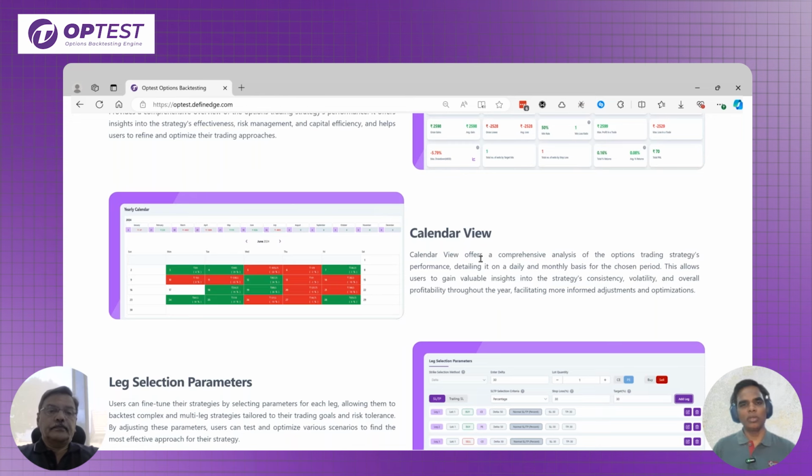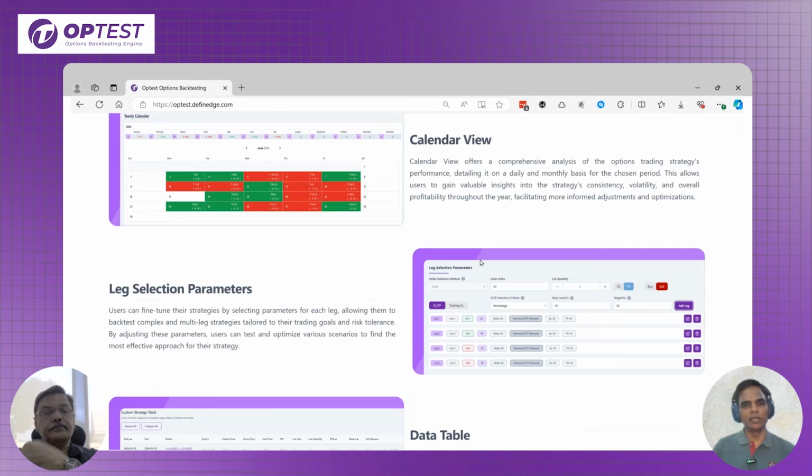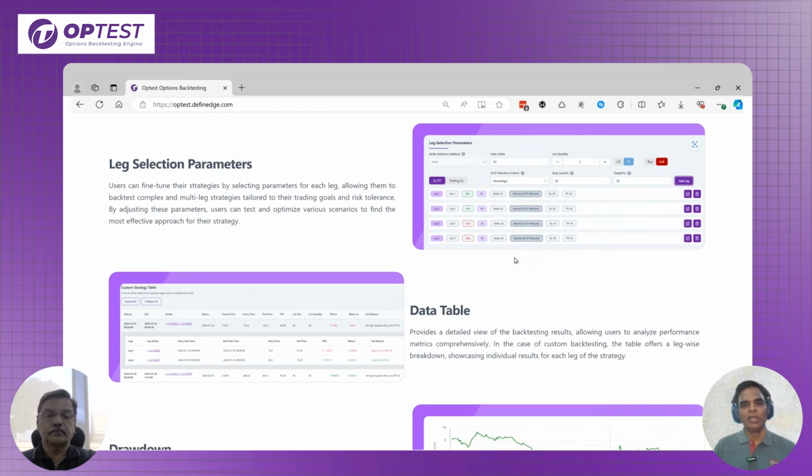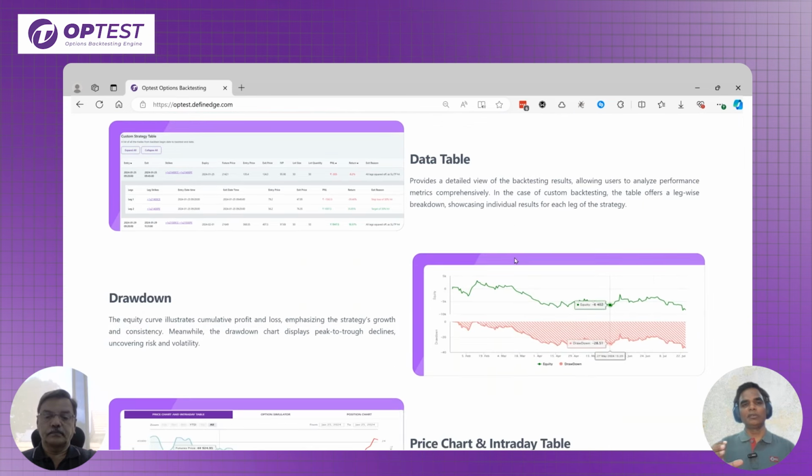Anyways, I'll show all those features. And then there are different leg selection parameters depending on your stop loss level, target price level, and whether you want to select a strike based on delta or points or percentage premium and so many other things. And for each and every trade, we have given so much detail.